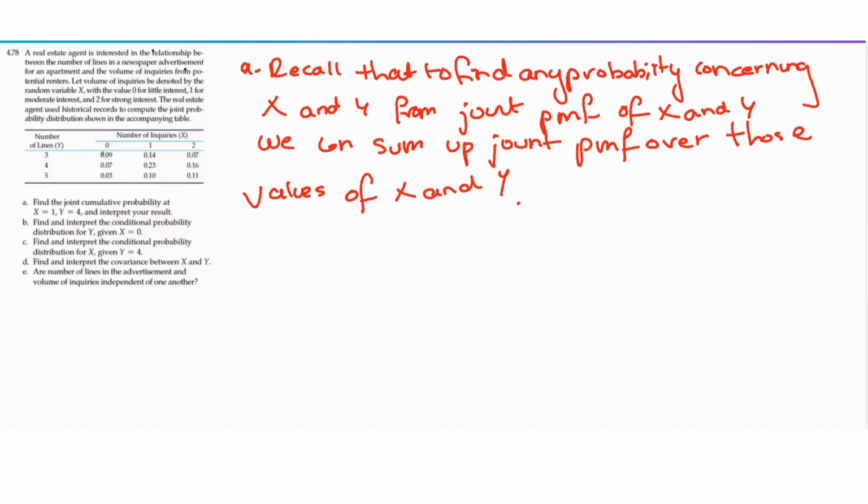The question is asking us to find the joint cumulative probability at X is 1, Y is 4. Now what does this joint cumulative probability mean? They're essentially asking us to find this value, F_XY(1, 4), its joint CDF evaluated at x is 1, y is 4, which is just the probability X is less than or equal to 1, Y is less than or equal to 4.